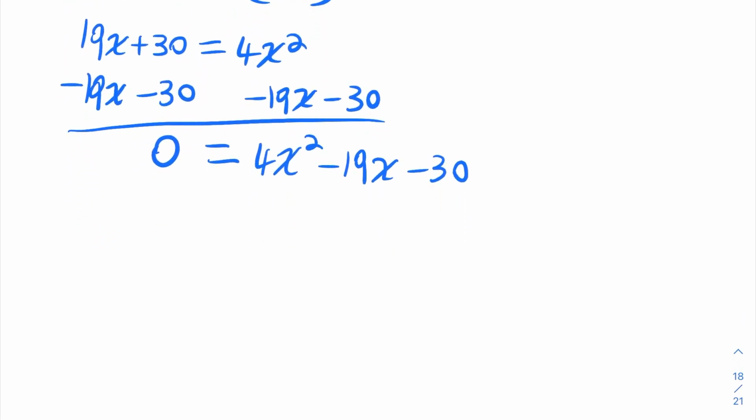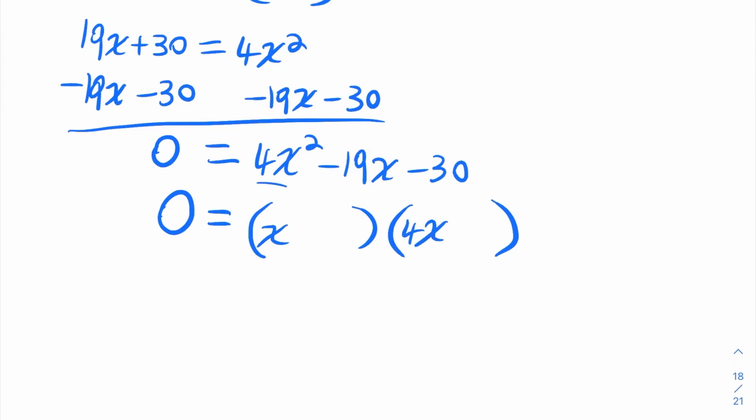Now we can try to factor this. Let's see if it's factorable. Well, the GCF is 1, so if I'm going to get two factors, they're going to be binomials. And let me see. X and 4x could give me the 4x squared, or it could be 2x and 2x, but we're not going to try that just yet. And then for the 30, it could be 1 and 30. One of them would have to be negative, obviously. It could be 2 and 15. It could be 3 and 10. But I'm going to try 6 and 5. So 6 and 5 are the ones I'm going to try.